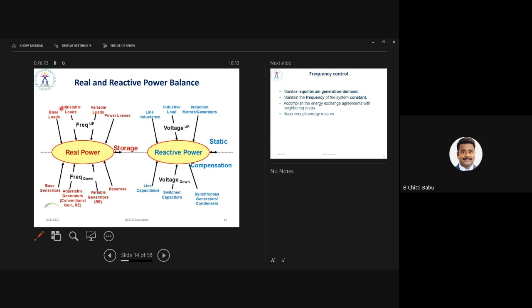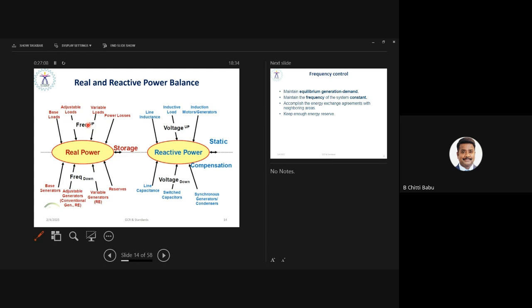Now, you can see what happens when the frequency decreases or increases. The frequency may decrease or increase according to the load demand. For example, when the demand is more than the source power, of course, it causes the frequency to go down. Sometimes the opposite may happen when the load demand reduces. The load is a base load, not a peak load. Maybe adjustable load and variable load, or maybe minimum power loss. It may cause the frequency to go up.